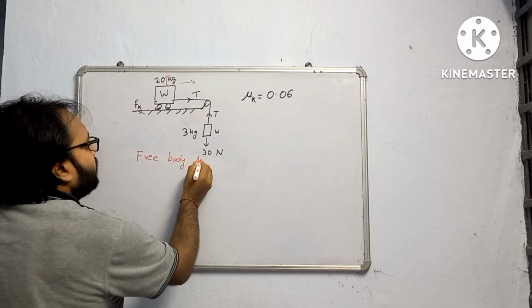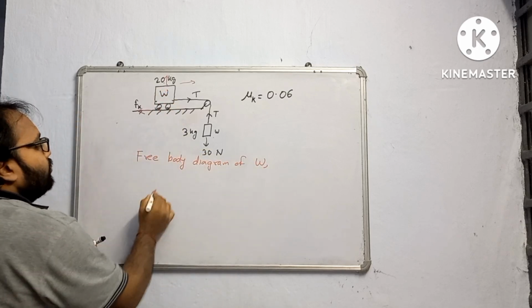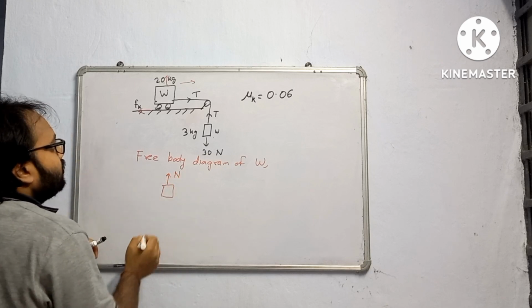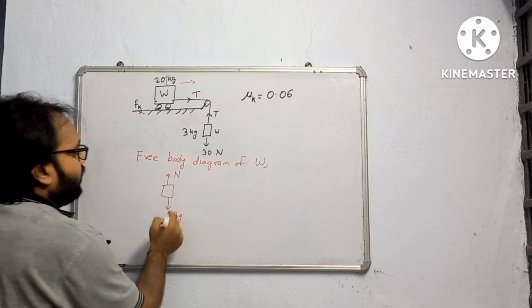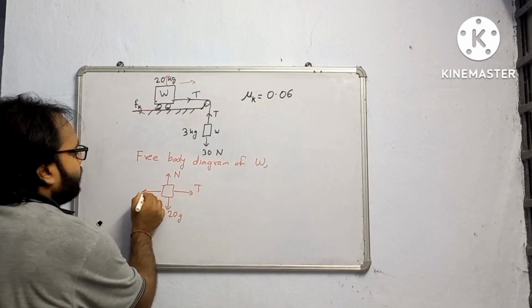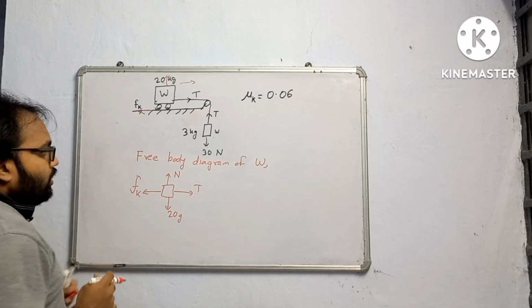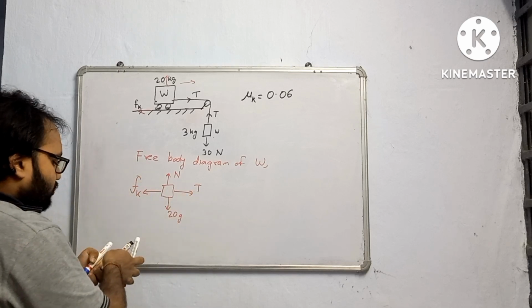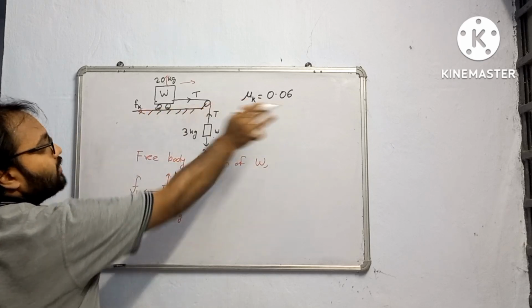Free body diagram of capital W. The force acting above is normal. The force acting downward is 20 into g, not 20 gram, it is 20 into acceleration due to gravity. On the right side T, on the left side Fk, frictional force. As there is no vertical motion, we need not bother about it. We will bother about horizontal motion. Horizontally, this box, capital W, is moving to the right side.